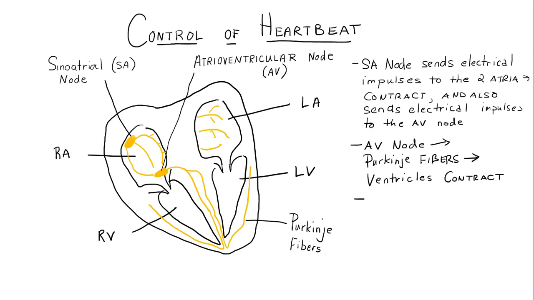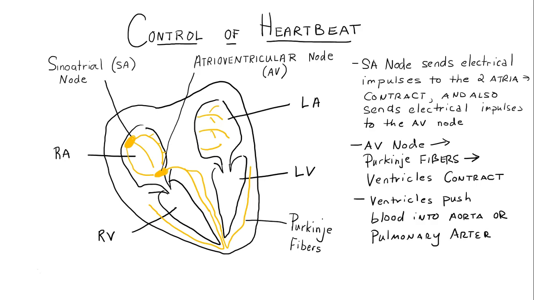When the ventricles contract, they push the blood into the arteries, either the pulmonary arteries to the lungs, or the left ventricle is going to push blood to the aorta toward the body. Blood in the aorta either goes to the upper body or to the lower body through the descending aorta. So the atria contract together and the ventricles then contract together. And this leads to a cardiac cycle.